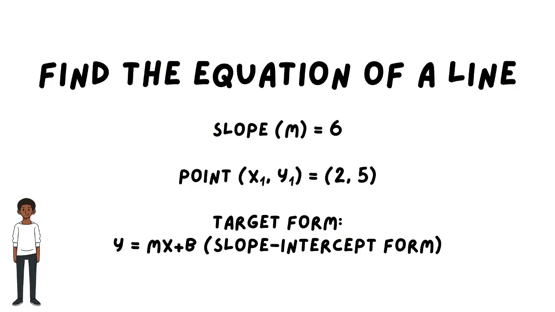Welcome back. Today we are learning how to find the equation of a line when you are given a slope and a single point. Specifically, we want the equation of a line that has a slope of 6 and passes through the point (2, 5), written in slope-intercept form, y = mx + b.